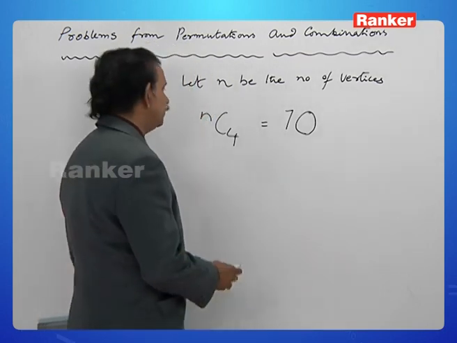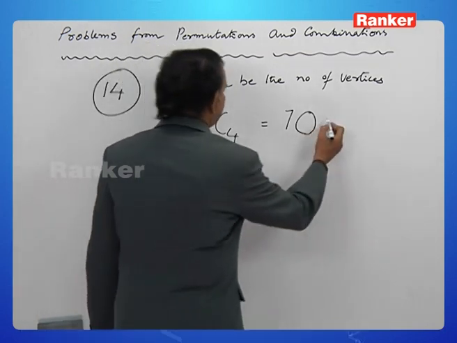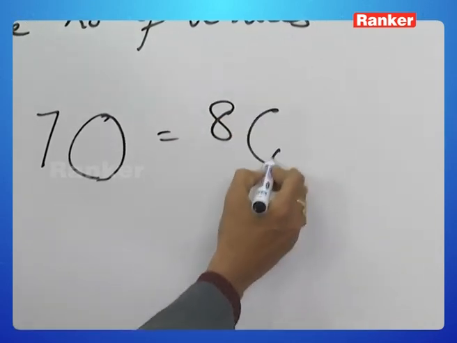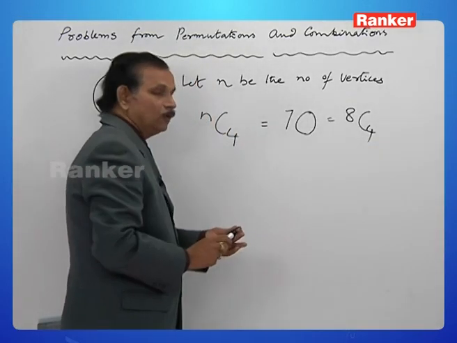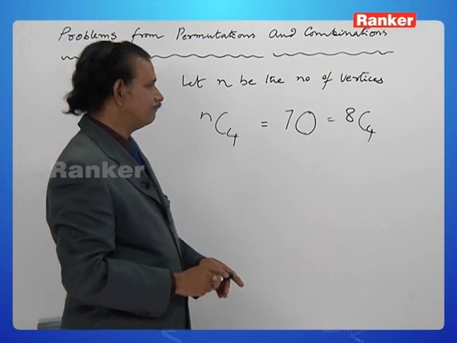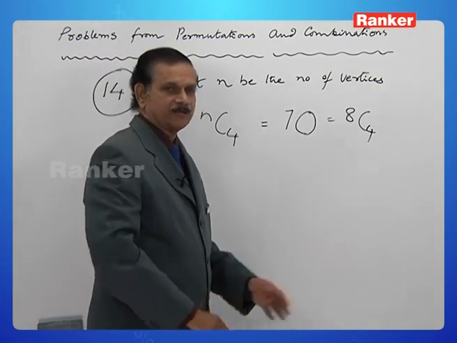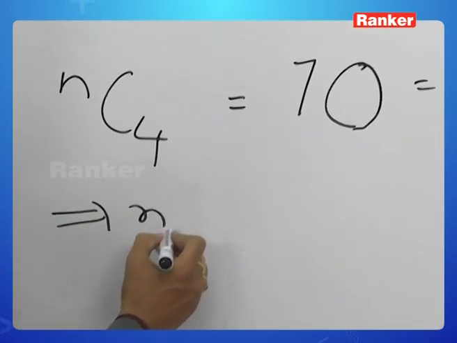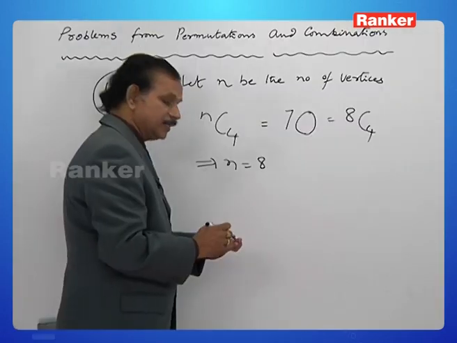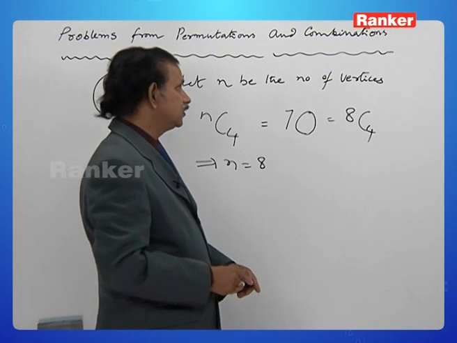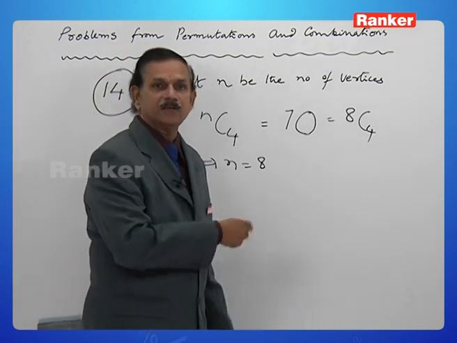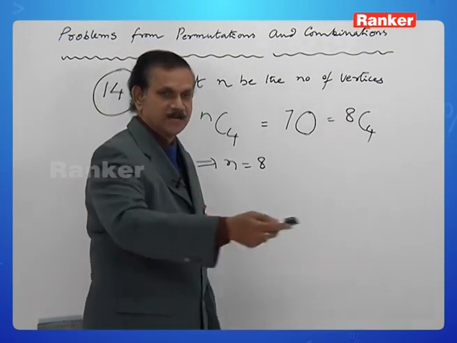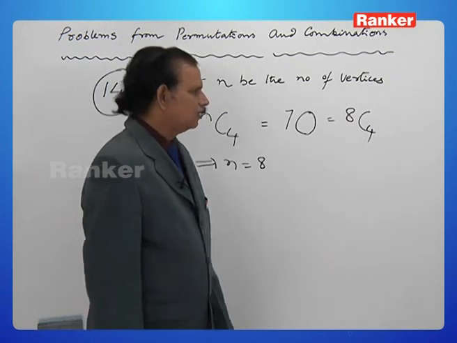Right? You know that 8C4 is equal to 70. You can calculate if you want: 8 into 7 into 6 into 5 by 24, it is 70. By this comparison, you will be able to have n is equal to 8. That is, the polygon given is an octagon. The number of sides here is 8.